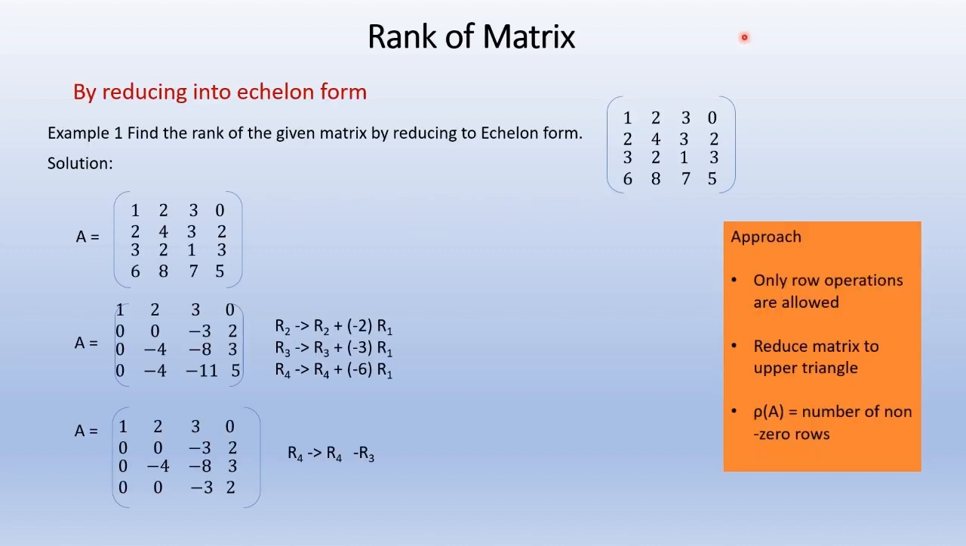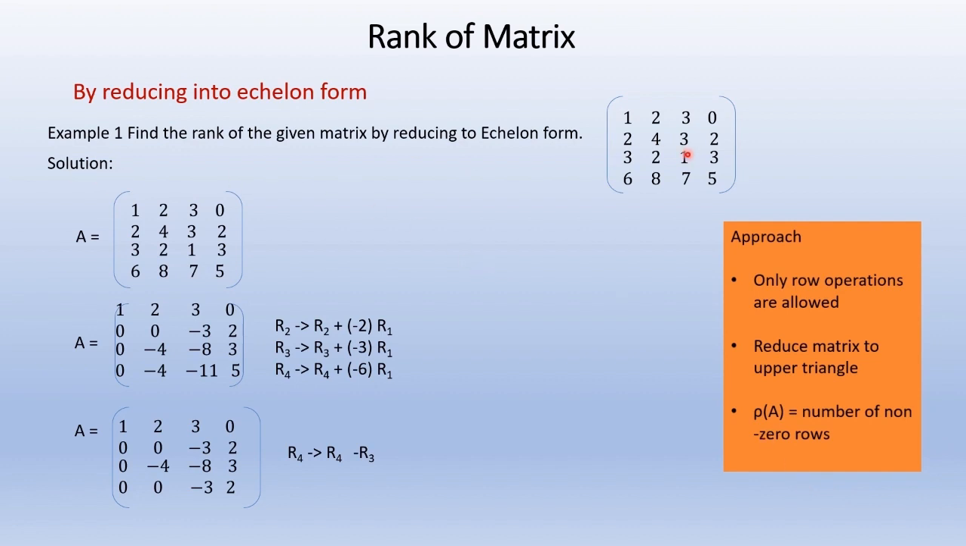By reducing into echelon form. The approach is: only row operations are allowed. Reduce the matrix to upper triangle. The rank of matrix A is equal to the number of non-zero rows. Let's understand it with an example.